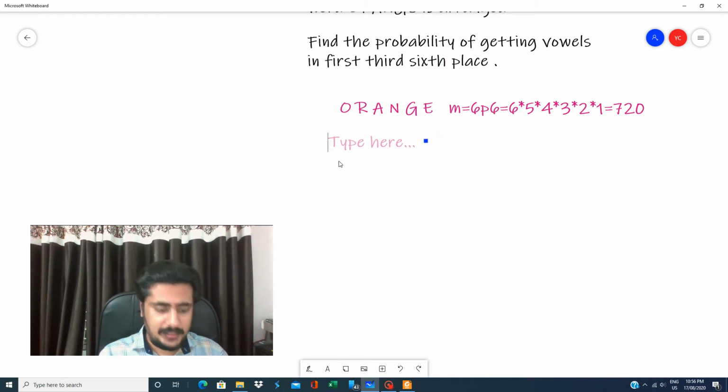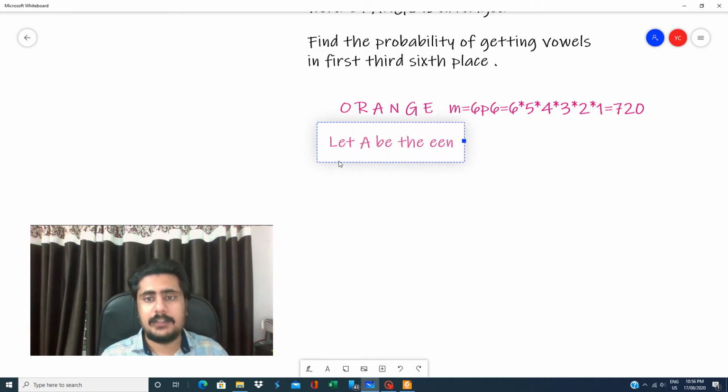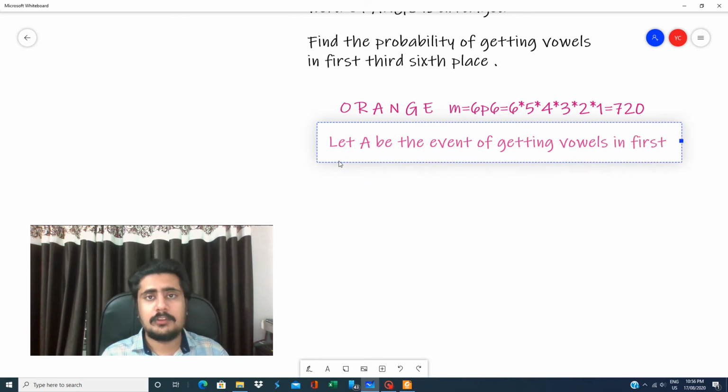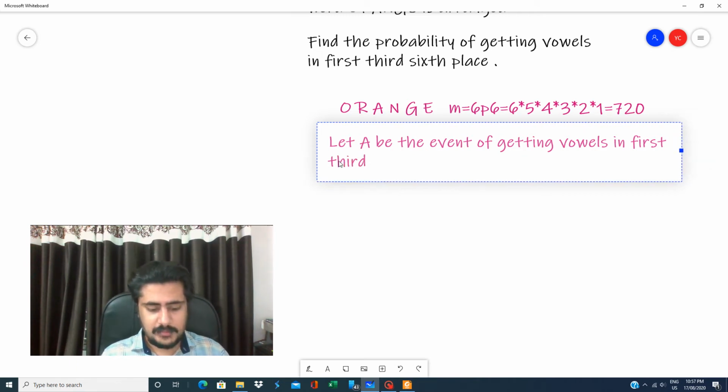So let A be the event of getting vowels in first, third and sixth place. Okay, so you have to find, let A be the event of getting vowels in first, third and sixth place.